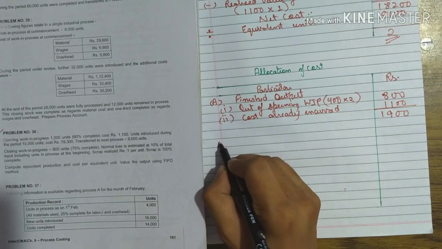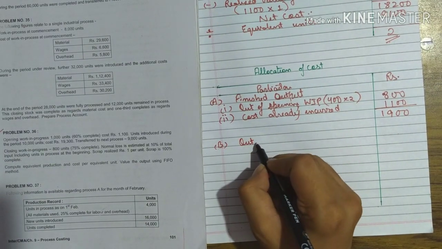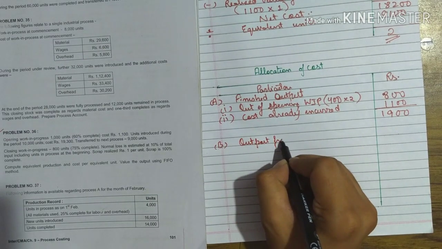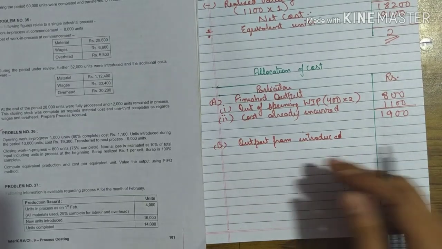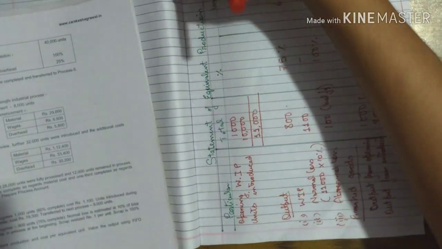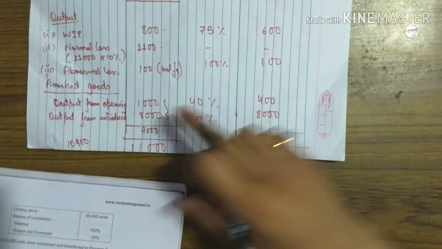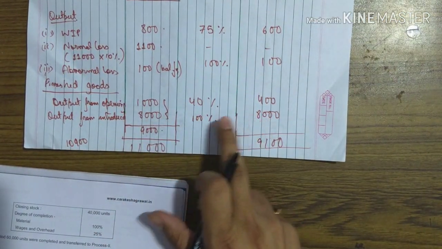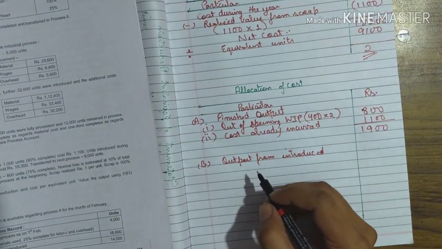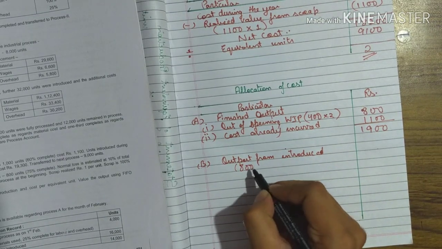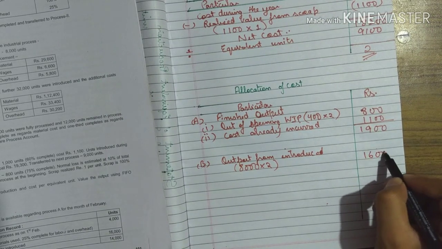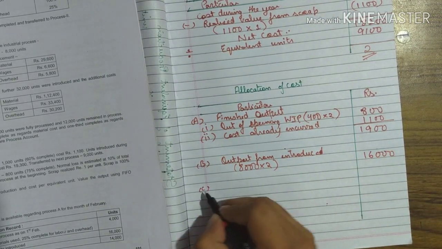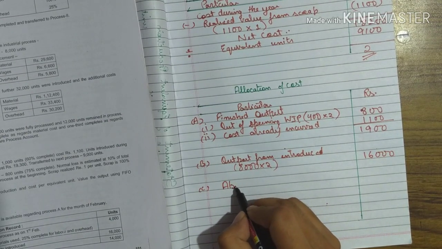Alright, so now we'll be calculating output from introduced. As we can see, the output from the introduced was 8000 as the equivalent amount. And the rate we have calculated as 2. So 8000 into 2 is 16,000. Now the allocation of cost for abnormal loss.